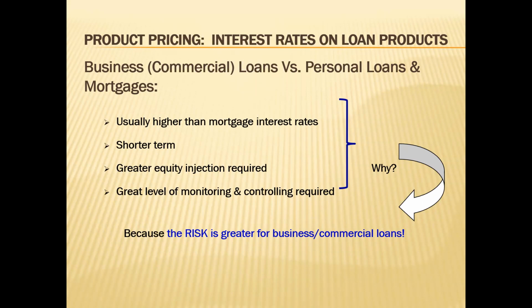We also answered the question why commercial loans have interest rates usually higher than mortgage rates when you compare commercial loans to personal loans and mortgages. That's because there's a shorter term, there's a greater equity injection required for business or commercial loans, and there's a greater level of monitoring and controlling required. Okay. And of course, the risk is greater for business or commercial loans. And so that is one of the reasons that really pushes up the interest rates and/or add-on fees.